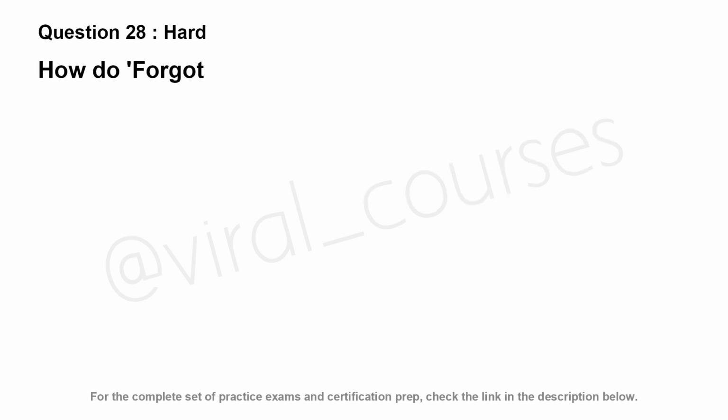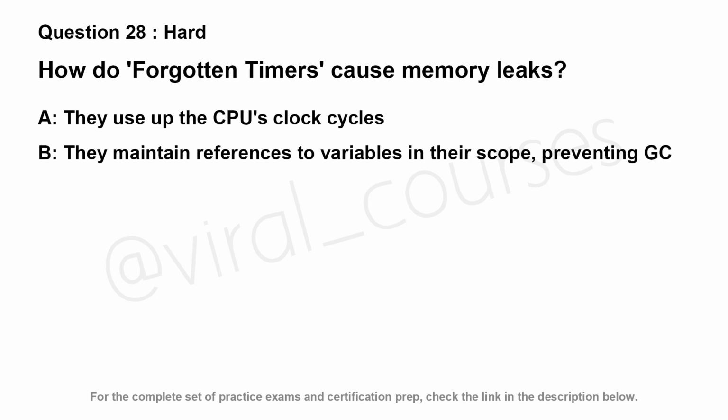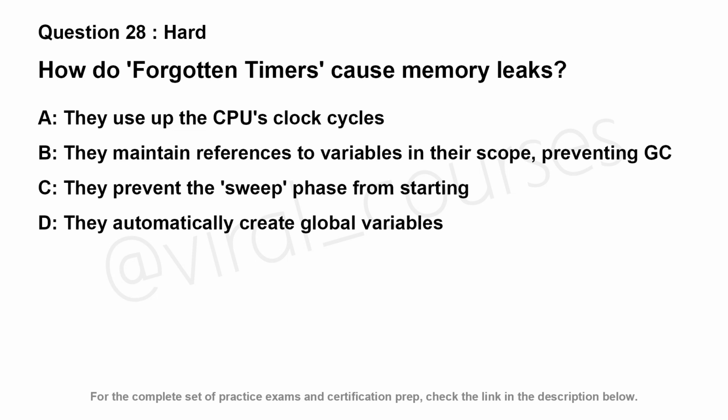How do forgotten timers cause memory leaks? Option A. They use up the CPU's clock cycles. Option B. They maintain references to variables in their scope, preventing GC. Option C. They prevent the sweep phase from starting. Option D. They automatically create global variables.